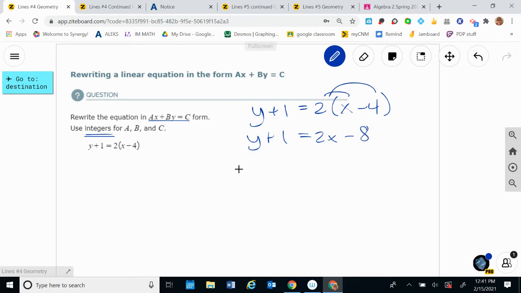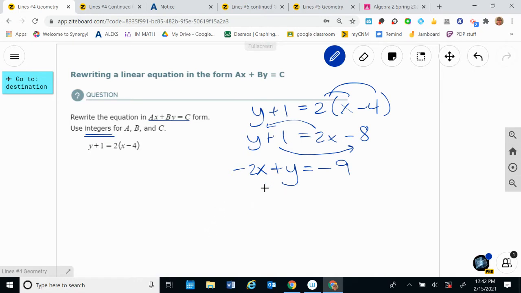Now we need to move over. Okay, so you're going to get -2x. I like to think of it as jumping over the equal sign and changing signs. Plus y, and then let's move the 1 to this side. You're going to subtract 1 from both sides, equals -9.